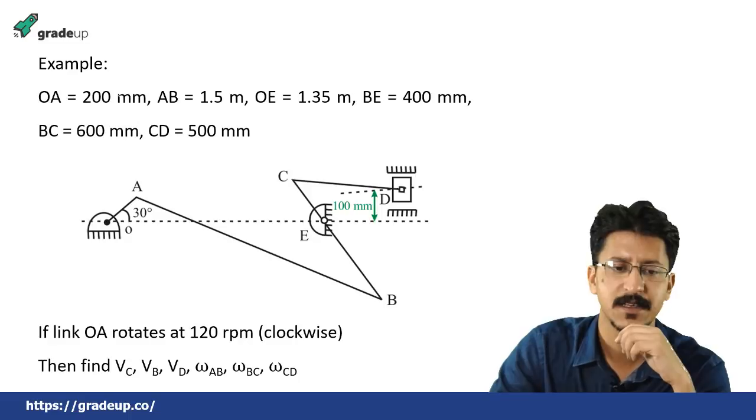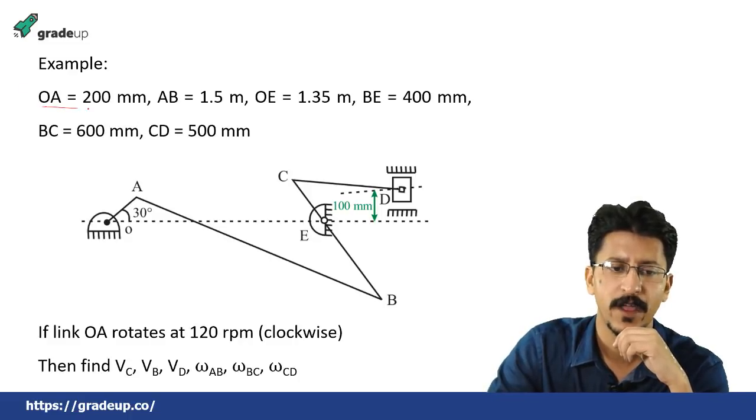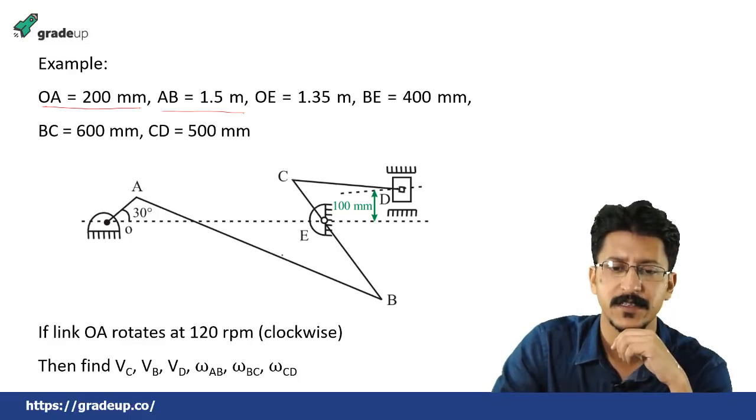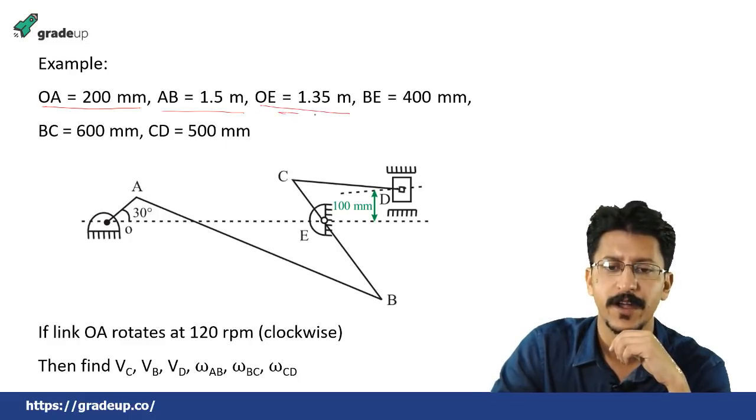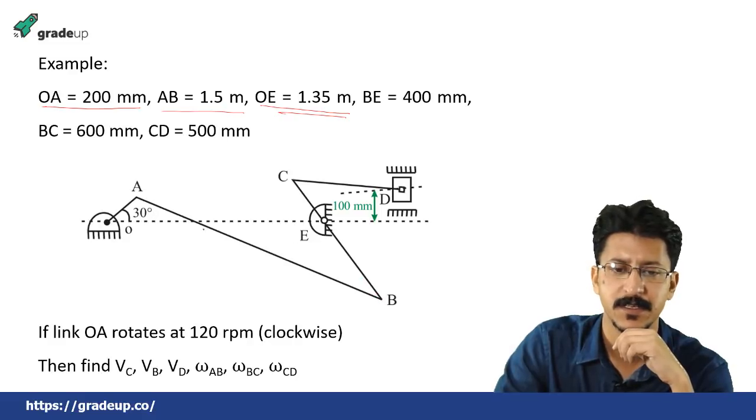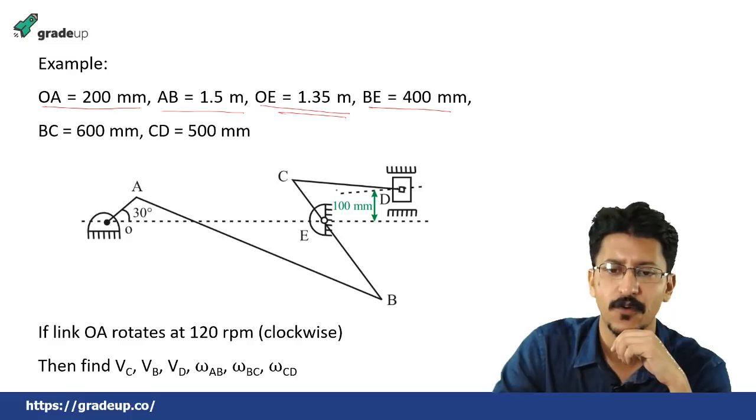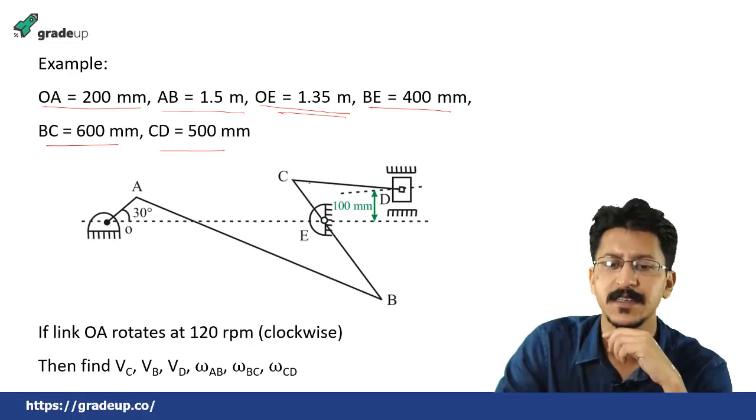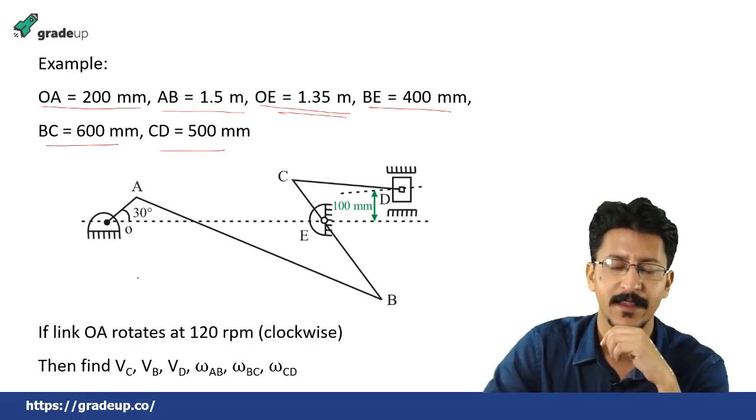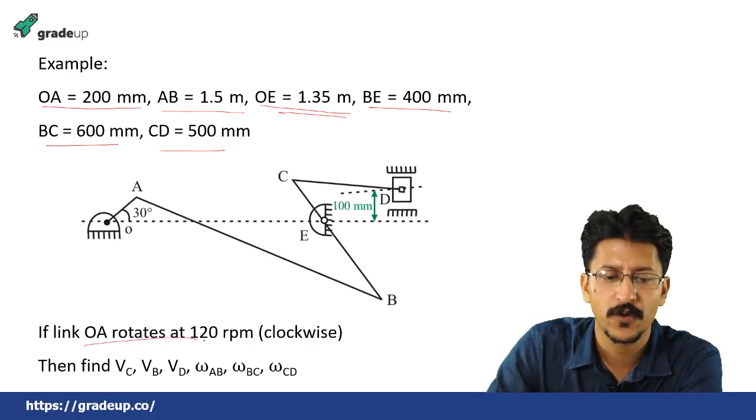This is a mechanism where link OA has a length of 200 mm, AB is 1.5 meter. Say this is OA, this is AB. OE is 1.35 meter, this is OE. BE is 400 mm, BC is 600 mm, and CD is 500 mm. It is given that link OA rotates at 120 rpm clockwise, so this is link OA and it is rotating in this direction at 120 rpm.